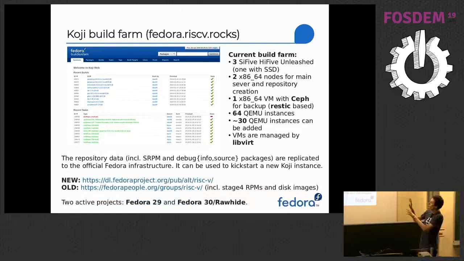And the whole infrastructure at this point, all the QEMUs, is fully managed by libvirt. So not running long QEMU commands or anything like that. And also, everything we build, at least the disk images and the repositories at this point, are now fully mirrored to official Fedora infrastructure. So if this dies, you can take disk images, set up a new Koji, import the whole stuff and just kickstart the new one.